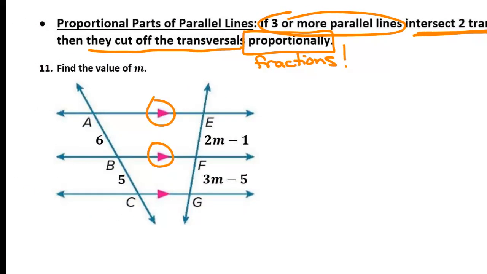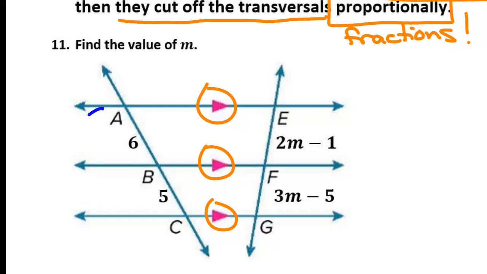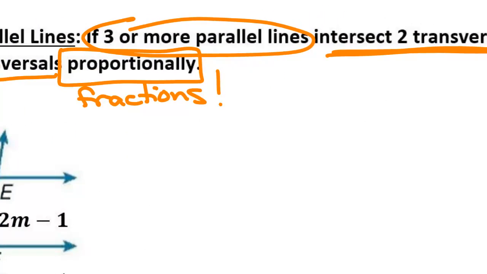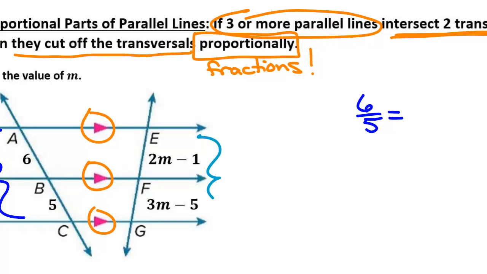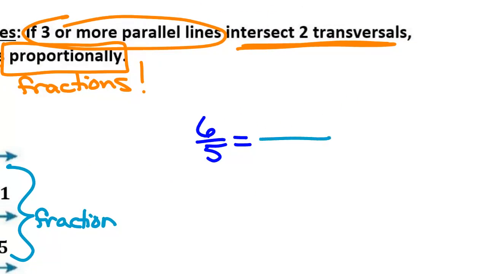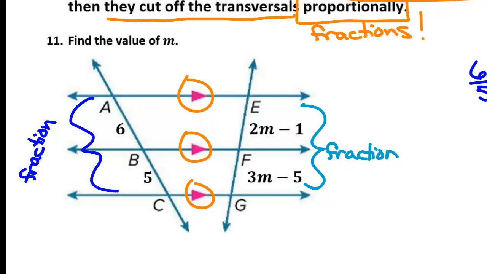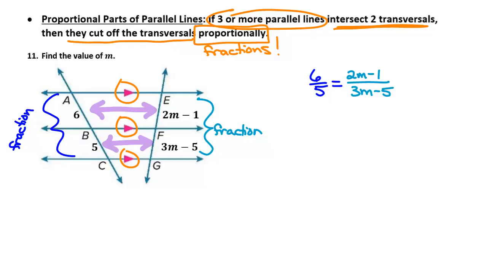So since these three lines are parallel, we're going to take these two numbers over here, the 6 and the 5, and make a fraction. So 6 over 5. That will be equal to the fraction that we make from this side over here. 2m minus 1 over 3m minus 5. Make sure that you're matching up which ones go on top and which ones go on bottom.